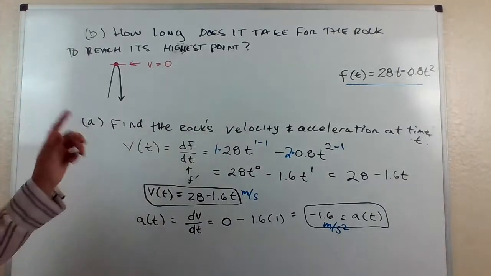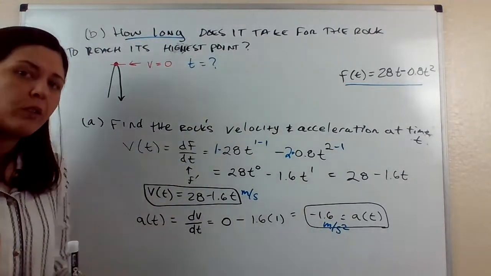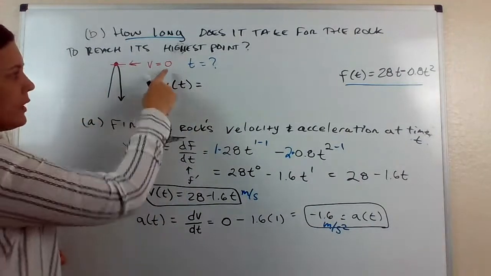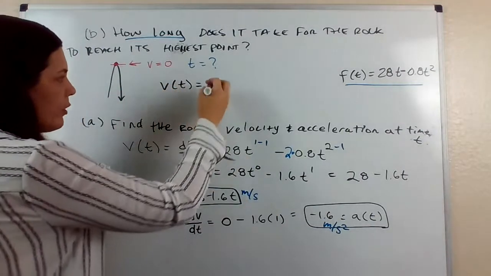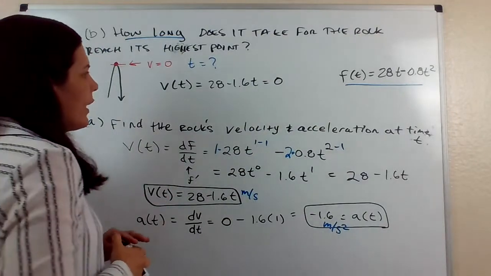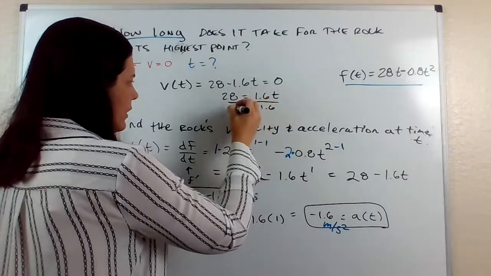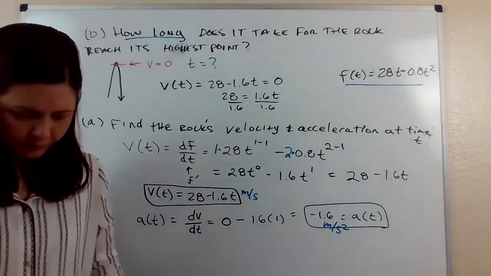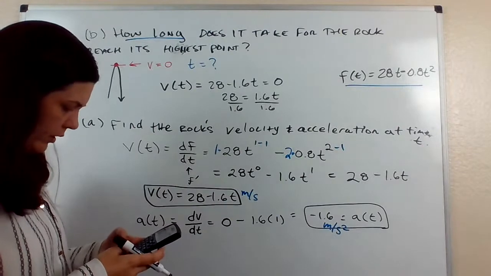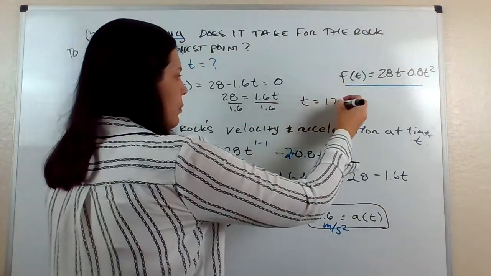Now that we know that, notice the question asks for how long, meaning we want to know the time. So when the velocity is 0, what is the time? Let's figure that out. So v of t: we don't know t, so be careful, don't put 0 there. We know the velocity is 0, so t is what we don't know. So 28 minus 1.6t equals 0, and then we just solve. I'll add this term to the other side, so 28 equals 1.6t. If I divide by 1.6, let's just use the calculator really quick. 28 divided by 1.6 is 17.5. So t is 17.5 seconds.